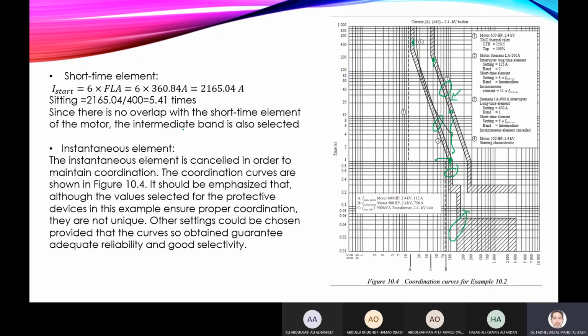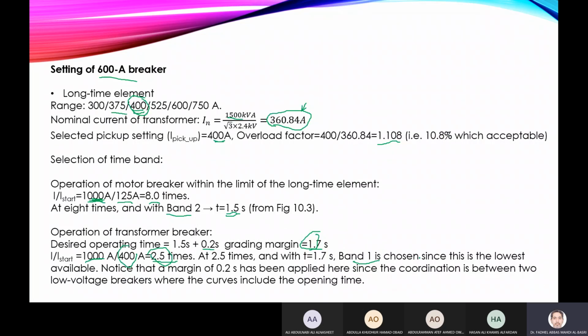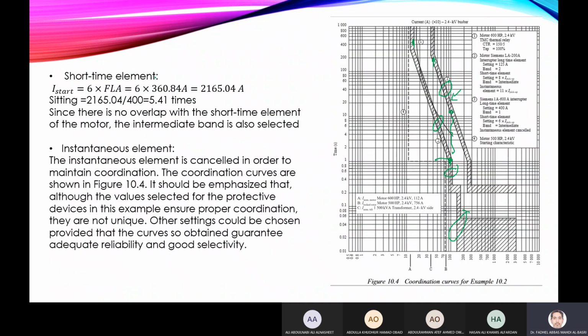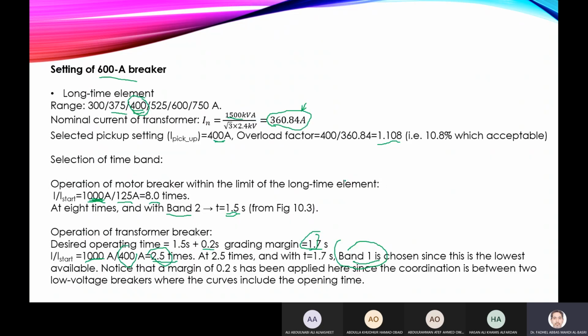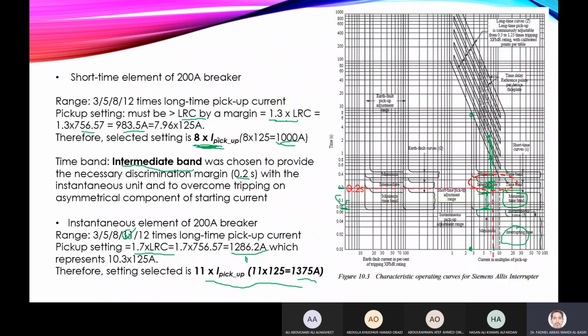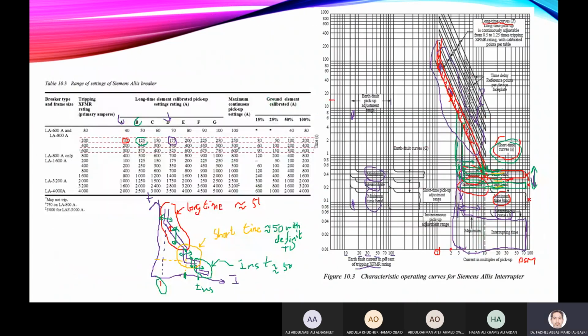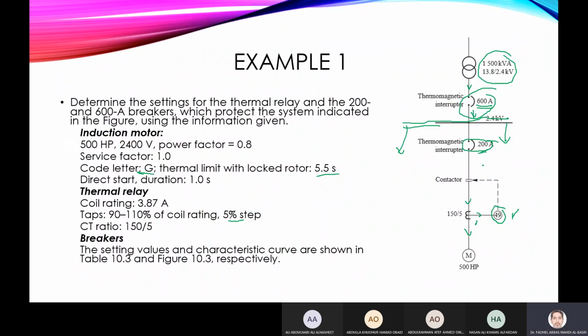So in this case, for the long time, band 1 is chosen. Now, what is the short time? For the short time element, I choose the pickup at 6 times the full load, or at the starting current. I don't want the relay at the 200 breaker to operate when the motor is starting.